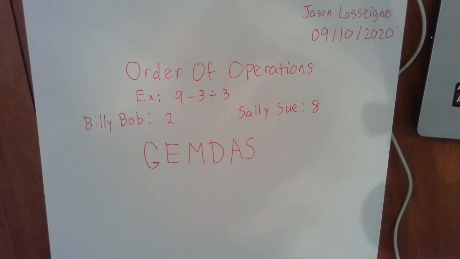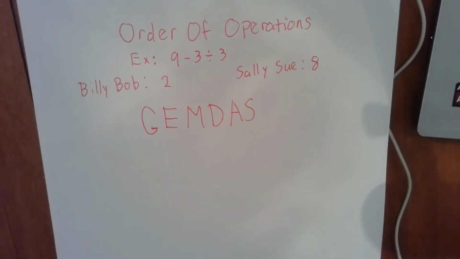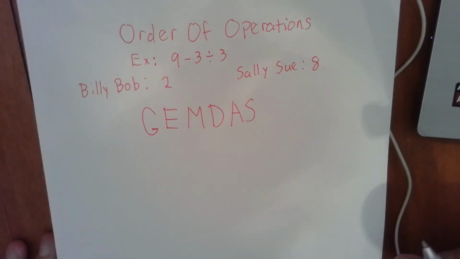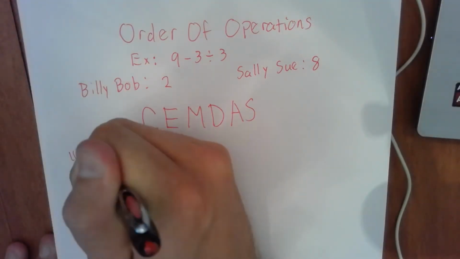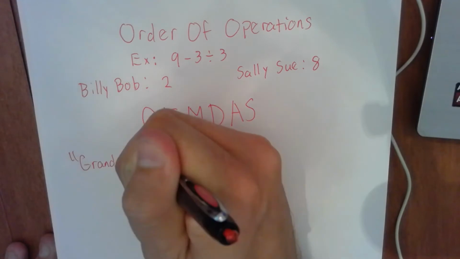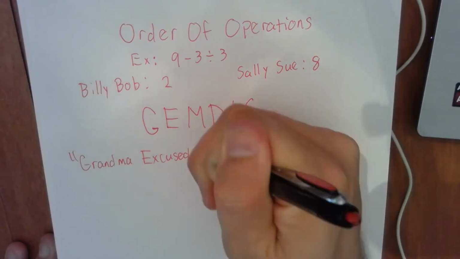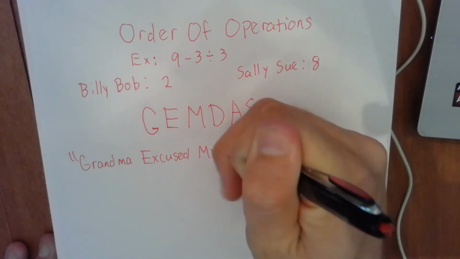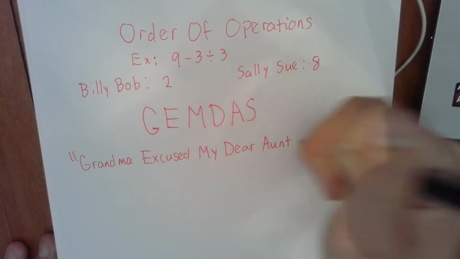Now, the saying that we use, I'm going to move this up a little bit. The saying that we use to help remember it is, Grandma excused my dear Aunt Sally.